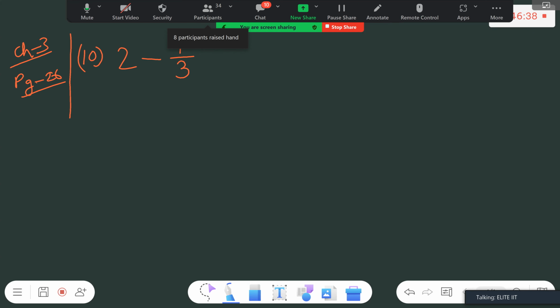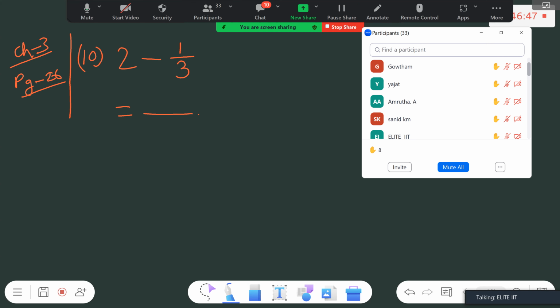The easiest question of the lot. So how to subtract this fraction? 2 minus 1 by 3, isn't it? 2 minus 1 by 3. We'll first take the LCM. LCM will be of 3 and 1 here.